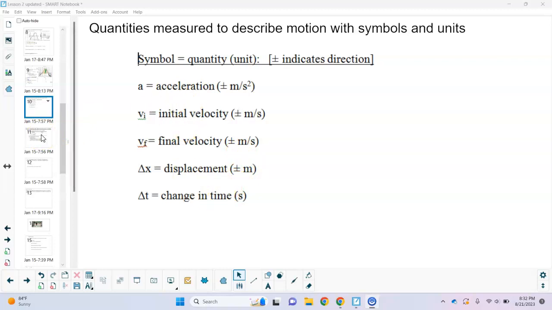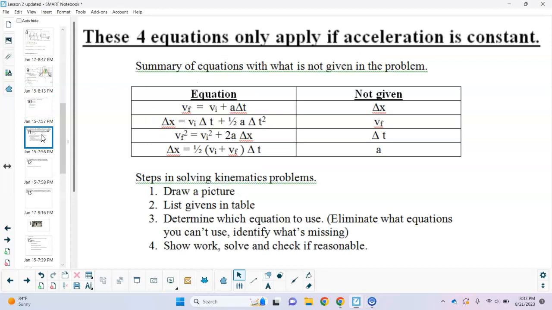Instead of working with graphs all the time, you're not always going to be given a graph or data for a graph or a motion map. Sometimes you'll just be given a problem. So we need to come up with a strategy to solve these types of problems. These are 4 equations that we're going to use, and they look kind of complicated in the beginning, but they will be easier as we work with them and you become more familiar with them.